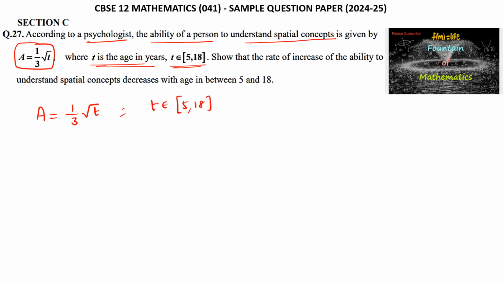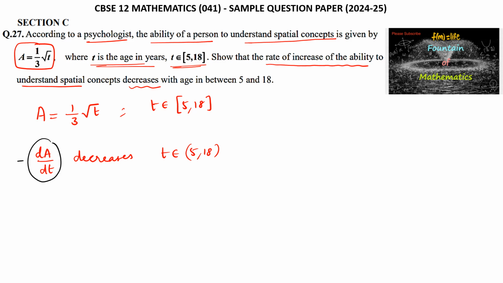Now we need to show that the rate of increase of the ability to understand spatial concepts, that is dA by dt, decreases. So dA by dt decreases for t belongs to 5 comma 18. So this is what we have to show. So let us consider this dA by dt is equal to some function f. Now to show that the function f decreases, we need to show that df by dt should be less than 0. That is, d by dt of dA by dt must be negative.